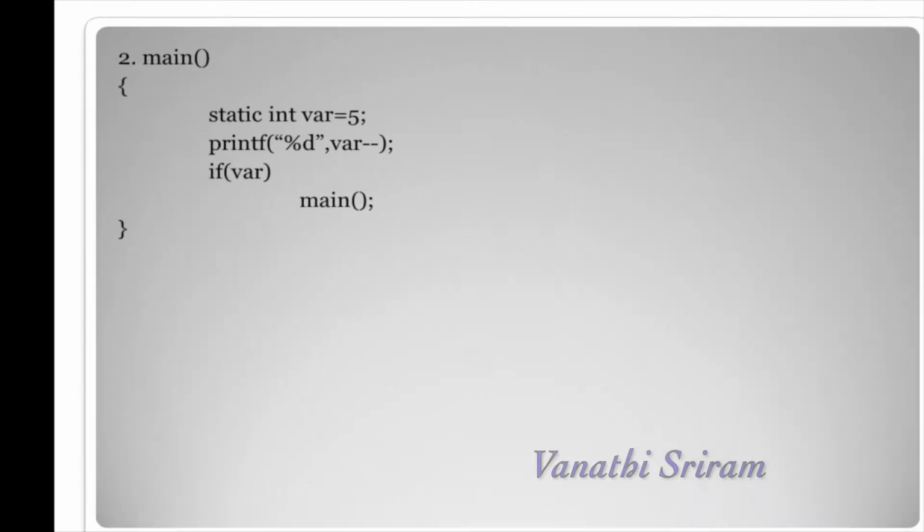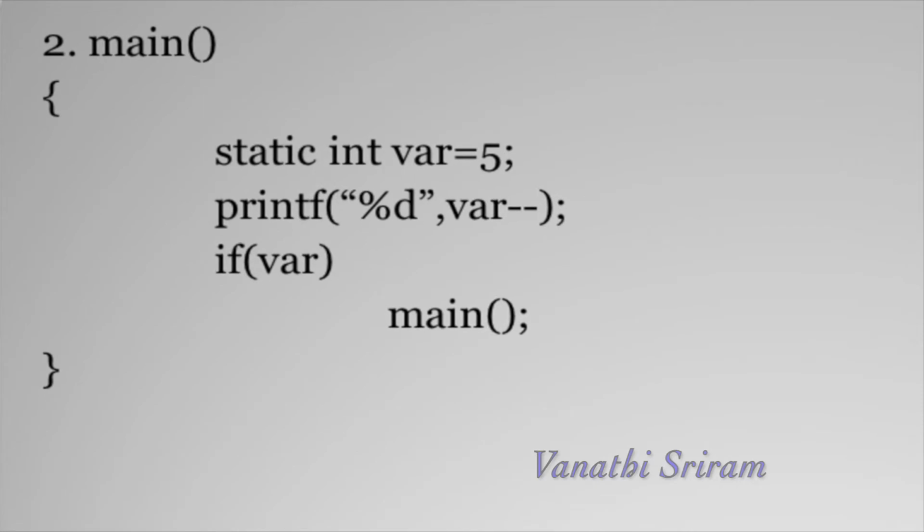Let's move into the next question. Can you guess the answer for this? Here, a static keyword is used, that is static int var is equal to 5. So the value 5 will be assigned to var, and in printf, var is displayed. It is a post decrement operator. So first, the value of var will be displayed and then var will be decremented to 4.